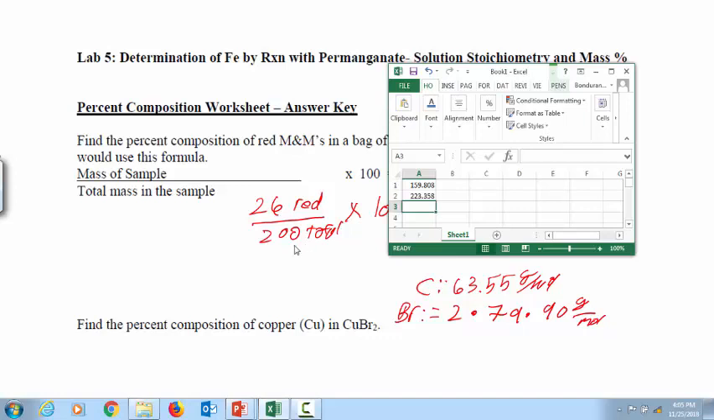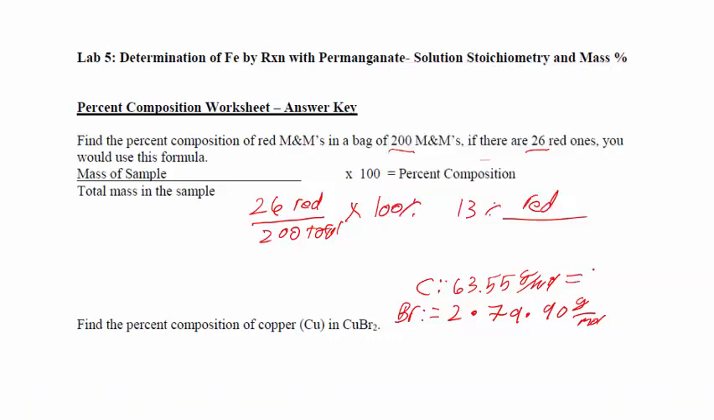And now if we want to figure out the quantities, we just take 63.55, that's for copper, divided by the total mass, times 100. And what do we have? We have 28.45% copper. So this is equal to 28.45%.